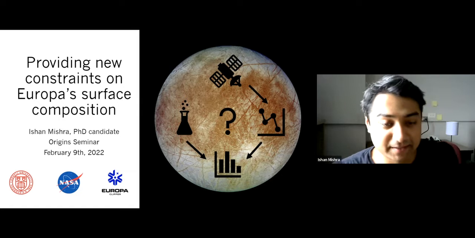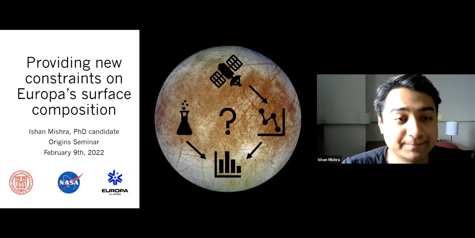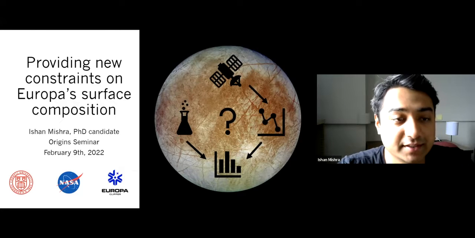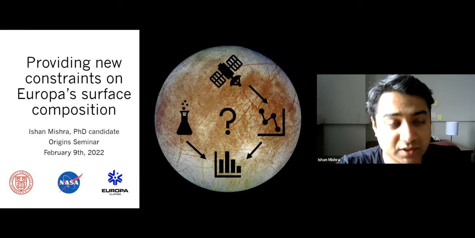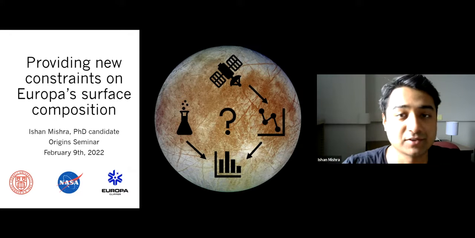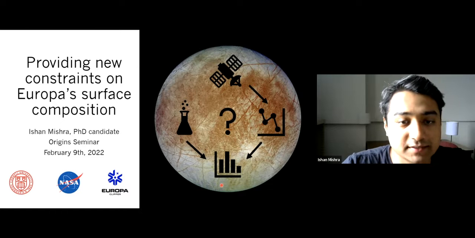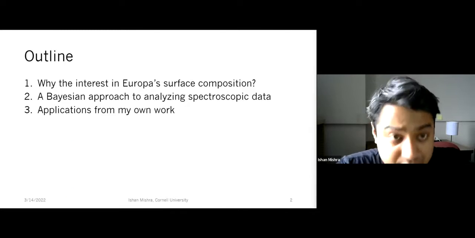Thanks, Serena. Thanks a lot for inviting me to give this talk. As Serena said, I am a graduate student at Cornell University, and I'll be talking about my thesis projects relating to providing new constraints on Europa's surface composition. Next slide. Sorry. Yeah. So the outline of my talk is going to be as follows.